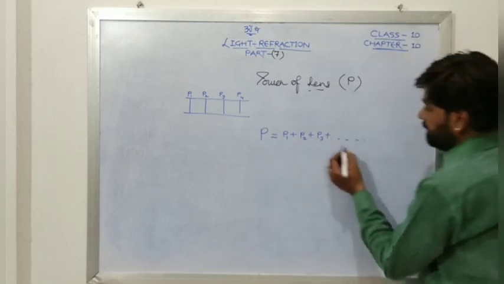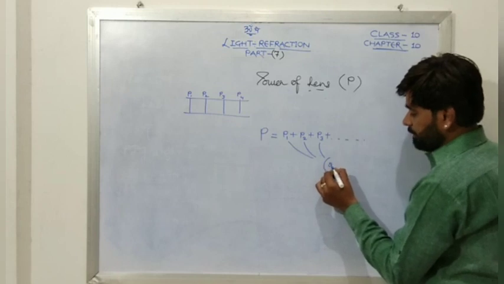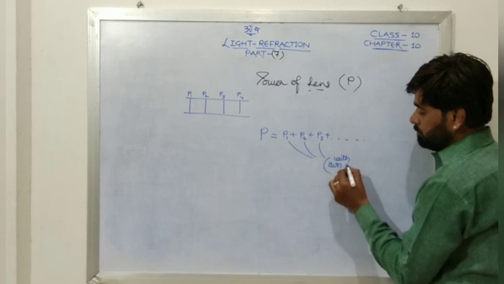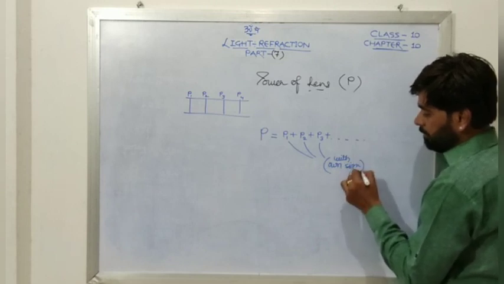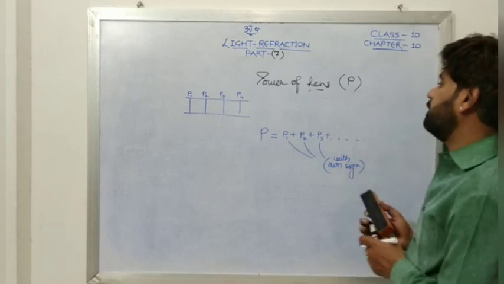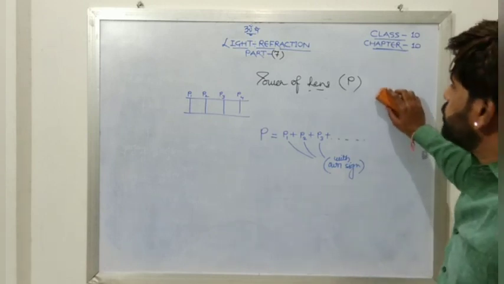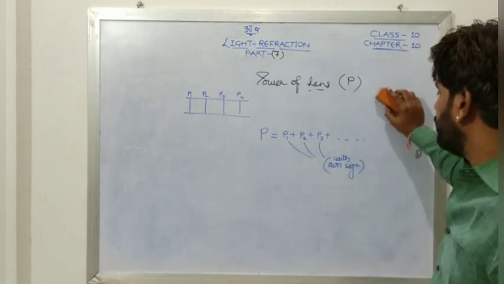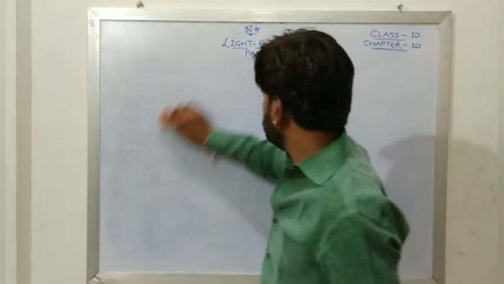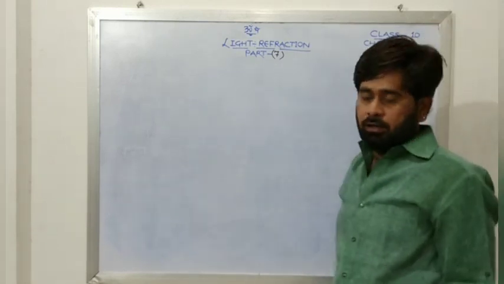Now see here, the individual powers will have their own signs. Remember. So this is nothing but the power of a combination of lenses. So this was all about the power of a lens. In this way the theoretical portion of this chapter finishes.